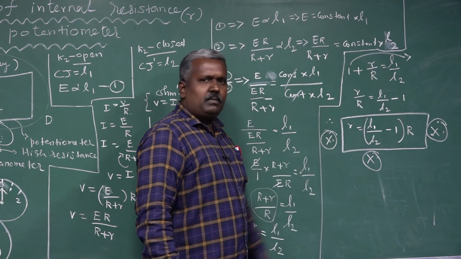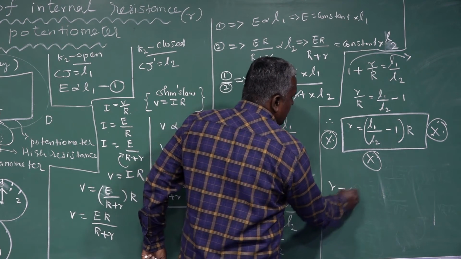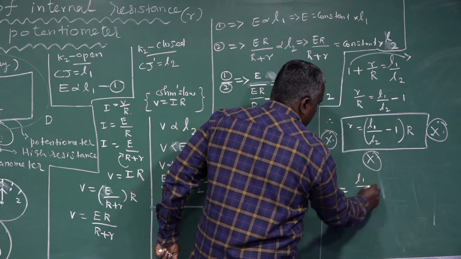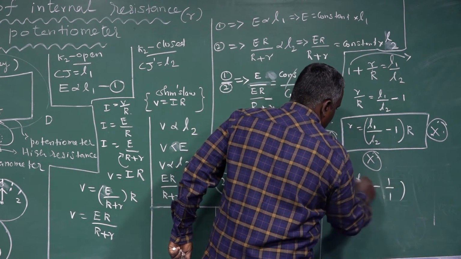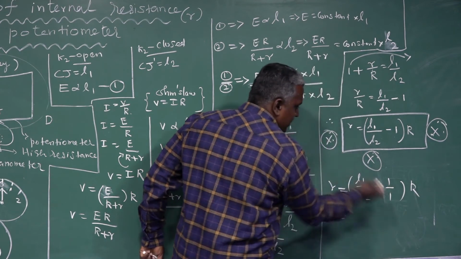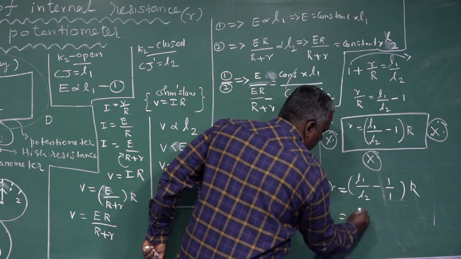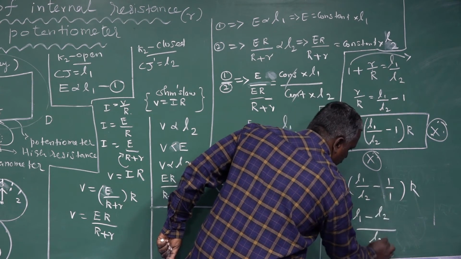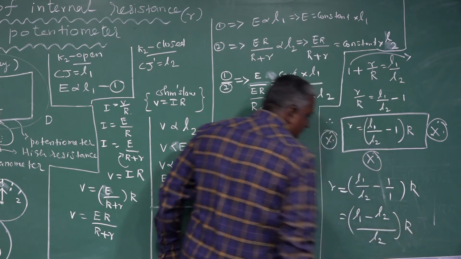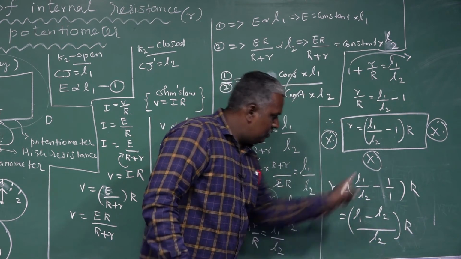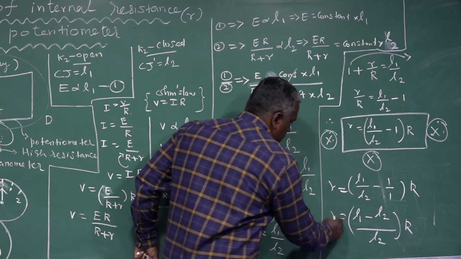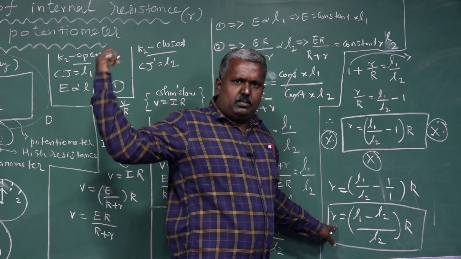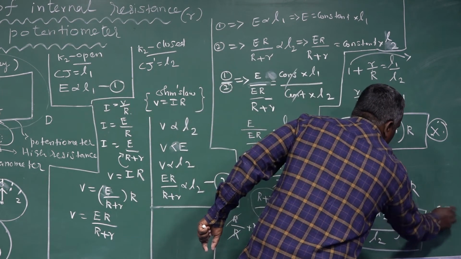Or in another form, small r is equal to, taking cross multiplication, 1 means 1 by 1, into R. 1 into L1 is L1, 1 into L2 minus L2, by 1 into L2, L2. So small r is equal to L1 minus L2 by L2 into R. Another formula for calculating the internal resistance of the cell. Very, very important.